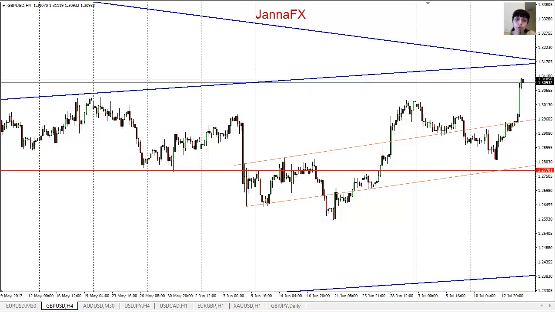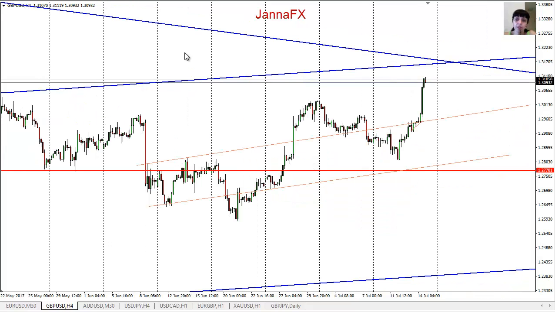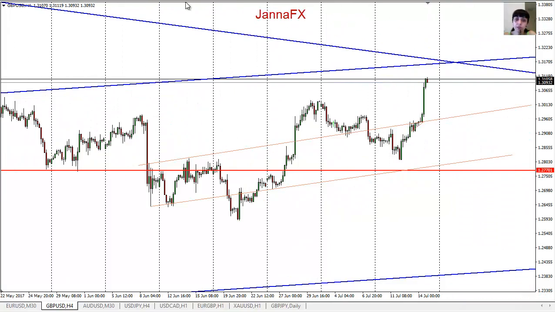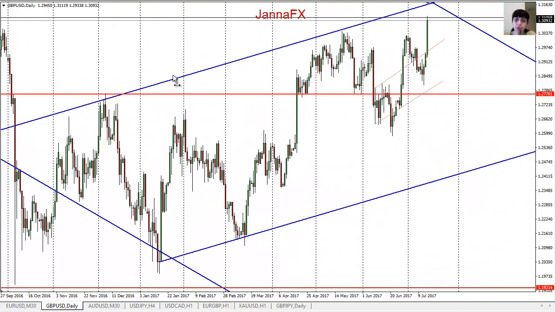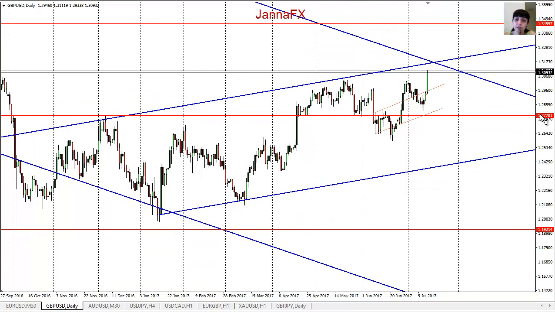Okay, going to pound dollar. And let's go to our chart. Let's have a look at the 4-hour chart. You can see it's going in the direction of the daily one. It's in an uptrend channel, and it's very close to those levels. So you can see those ones.